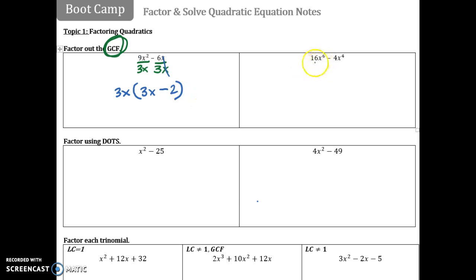The next one works very similarly. You have to figure out what they have in common. So the 16 is divisible by 4, as is the 4. Since you have 6 x's here and 4 x's there, you can take out 4 x's.